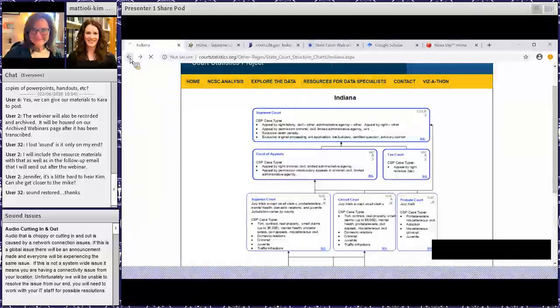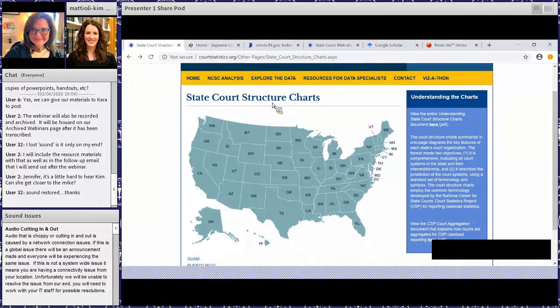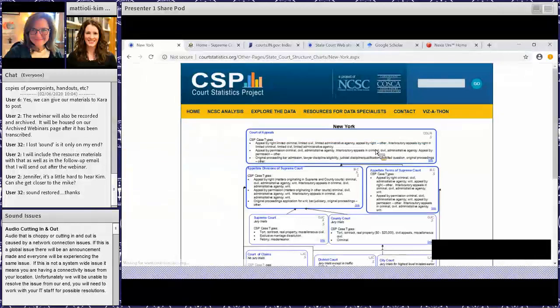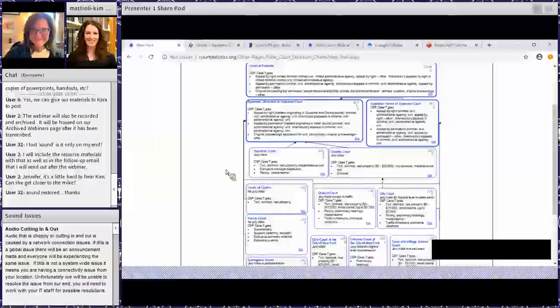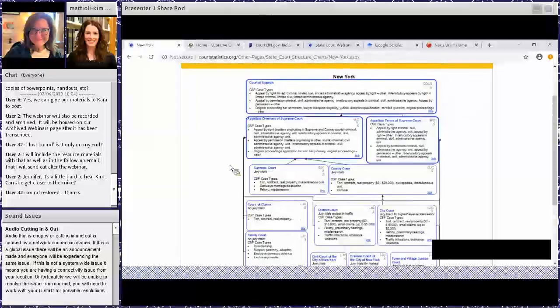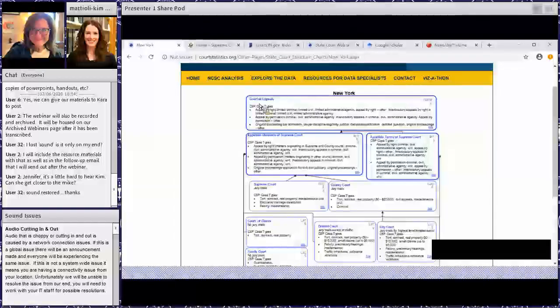So I'm going to go back to the map here because I want to show you another example of just how confusing these things can be on the state level. So if you click into New York, you'll see that the trial court levels in New York are called Supreme Courts. And then the highest court, the court of last resort, is called the Court of Appeals. So it's like they're trying to be difficult in New York and just confuse everybody.